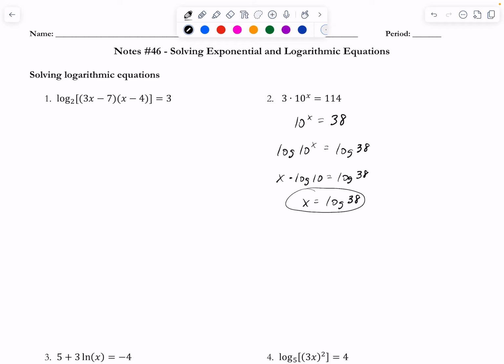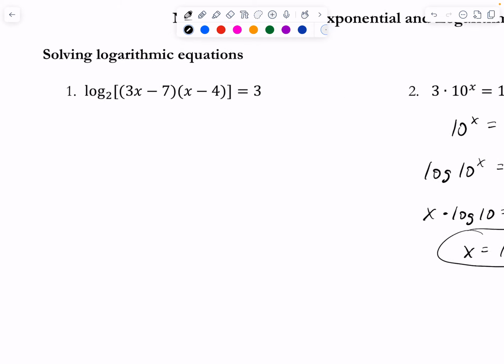We're also going to practice a ton of these in class. Okay, let's start with the first one.